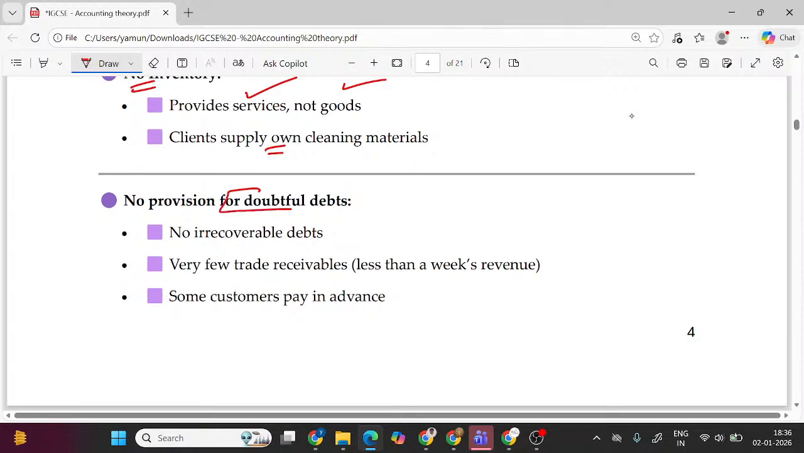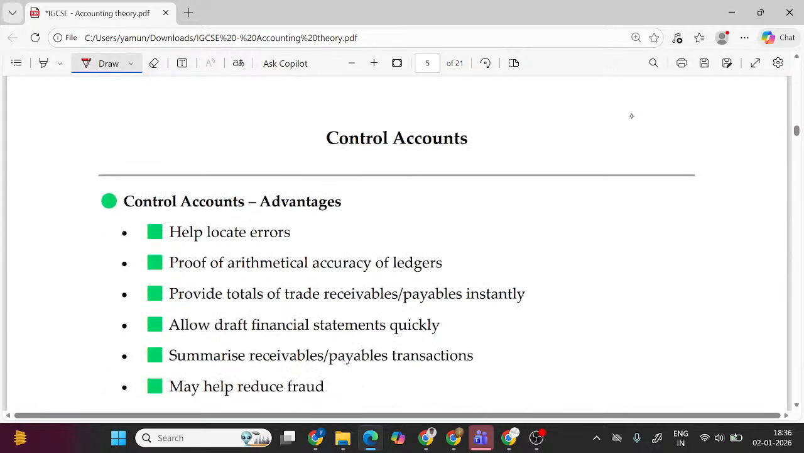No provision for doubtful debts for irrecoverable debts. So probably you'll cancel this, which happens like what? Very few trade receivables, less than a week's revenue. So you'll not create this provision for doubtful debts. Some customers, yes, this happens, right? They pay in advance. So in that case also it is not necessary.